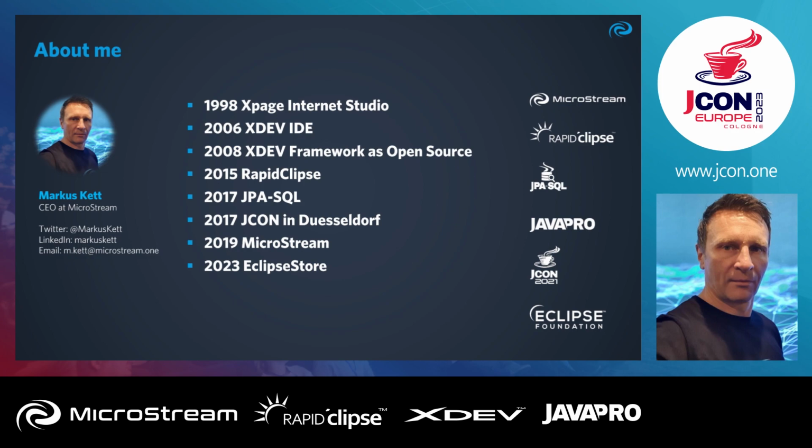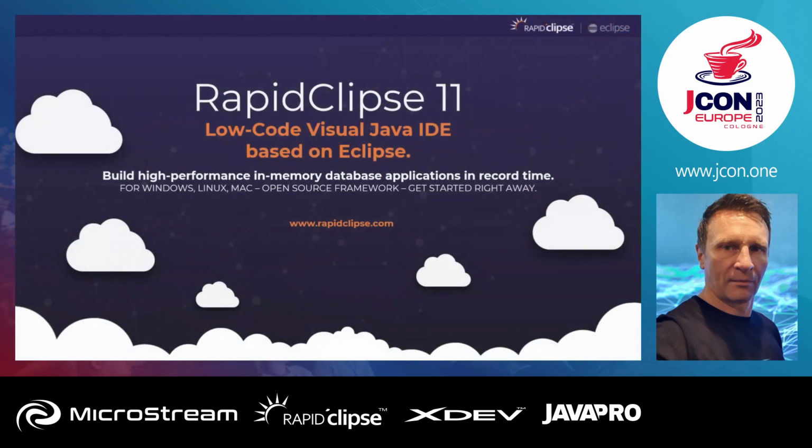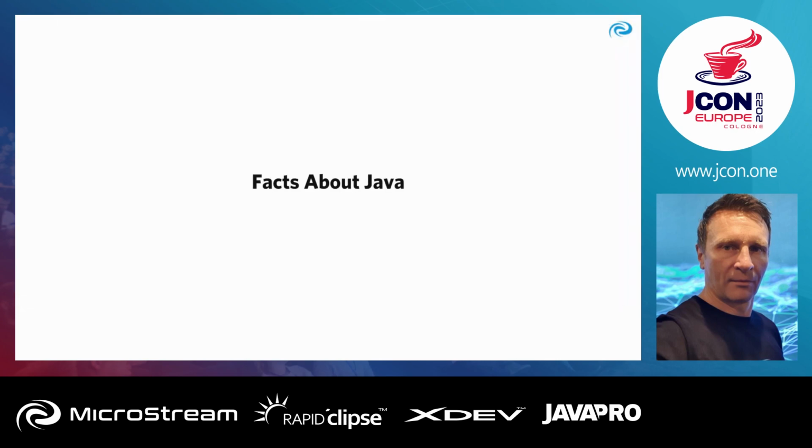Then in 2019 we founded MicroStream and started with MicroStream, and now it's Eclipse Store. So this is a little bit about my background, my history. I also grew up with the Commodore 64 and some assembler programming before I switched over to Java. RapidClipse is also free and open source. You can download it and check it out.